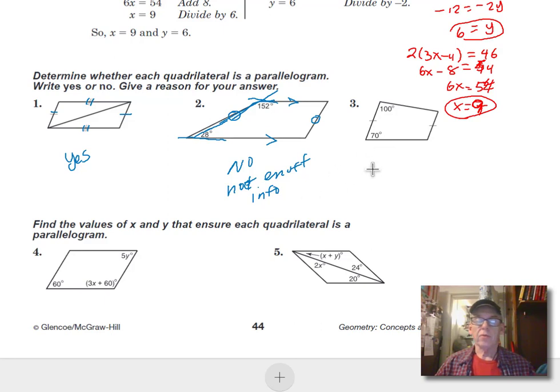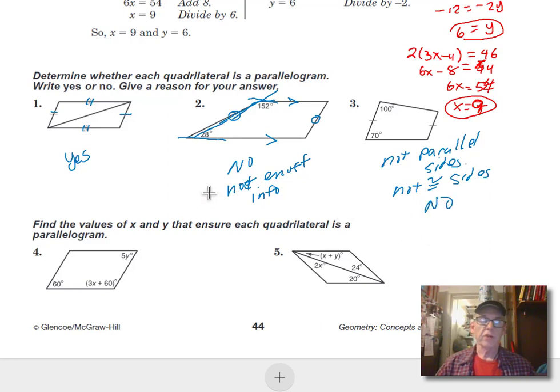Okay, let's look at number 3. We've got same side interior angles here, not supplementary. These lines are not parallel to each other. So not parallel sides. And also these two sides are congruent, but also nothing about congruent. Not congruent sides either. So that makes it a no for several reasons.